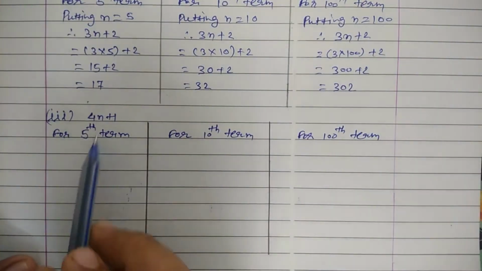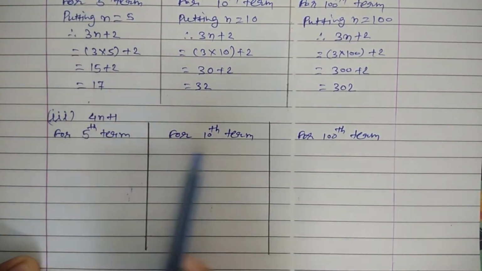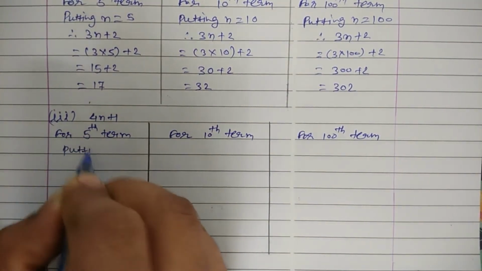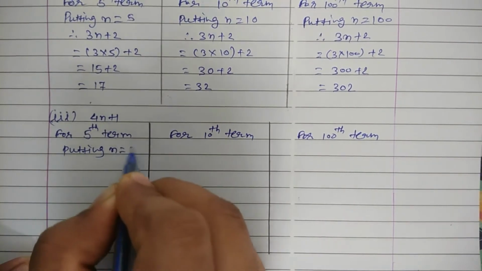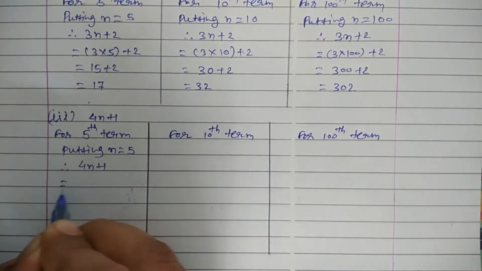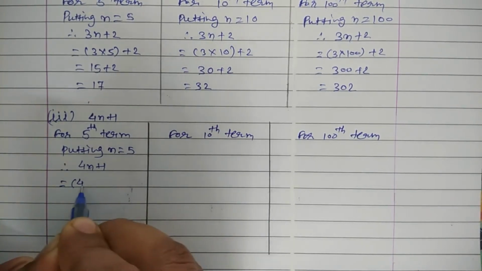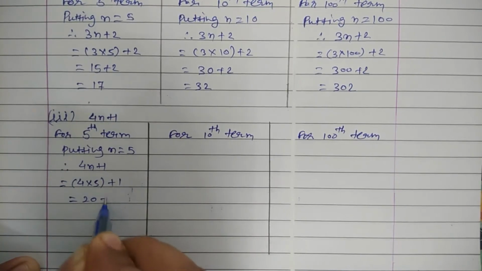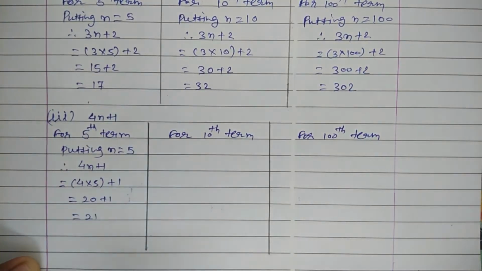Next expression 4n plus 1. We have to find the fifth term, 10th term and 100th term. So for the fifth term, putting n is equal to 5. Therefore expression 4n plus 1 is equal to 4 multiplied by n, that is 5, plus 1. 4 fives are 20 plus 1, that is equal to 21.